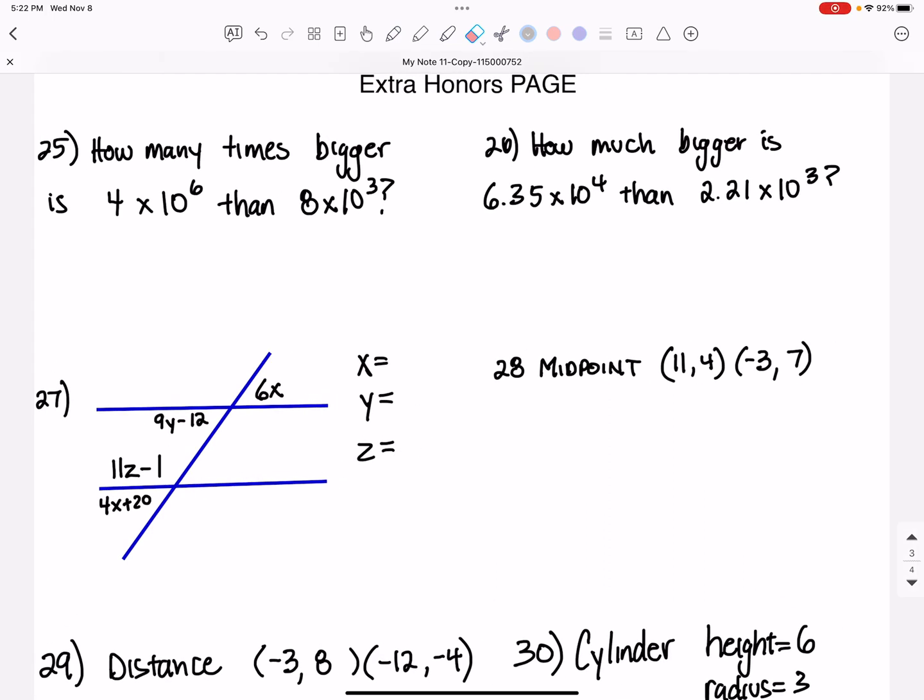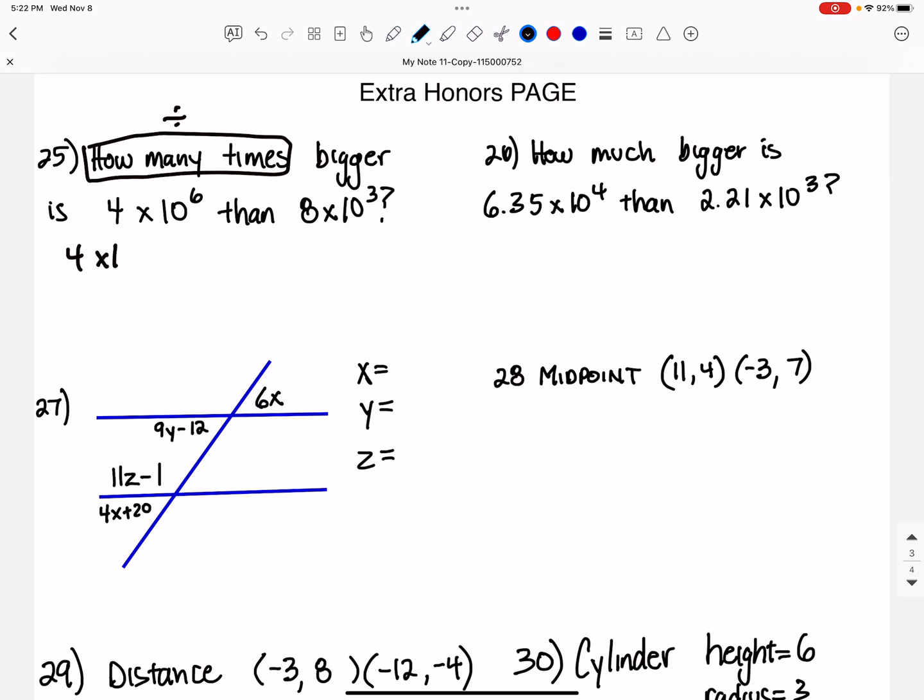All right, guys, here's the second on the honors page. Okay, how many times bigger? If I ever see the words "how many times bigger," that means I'm dividing. So 4 times 10 to the 6th divided by 8 times 10 to the 3rd. 4 divided by 8 is just a half, or 0.5, so that's just normal division.